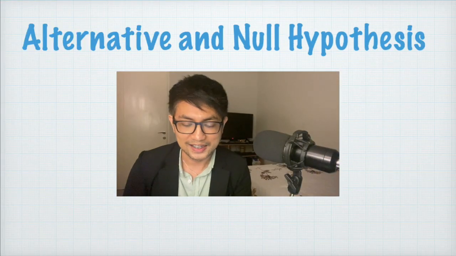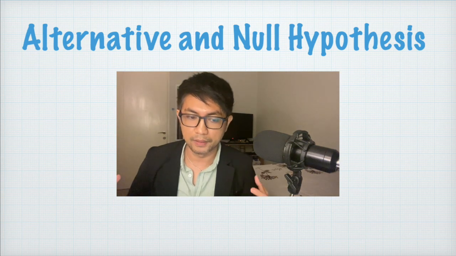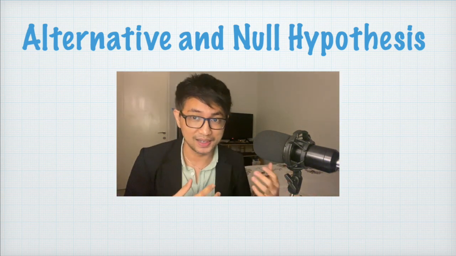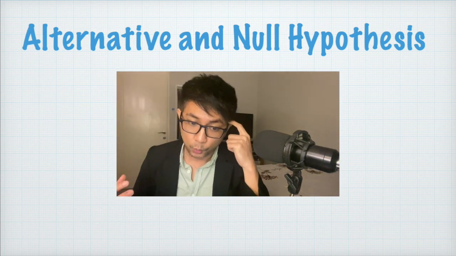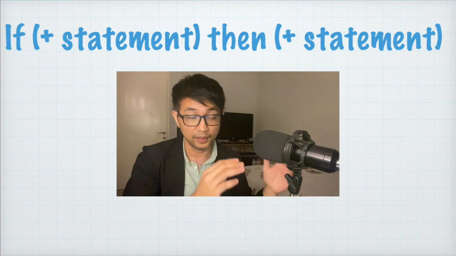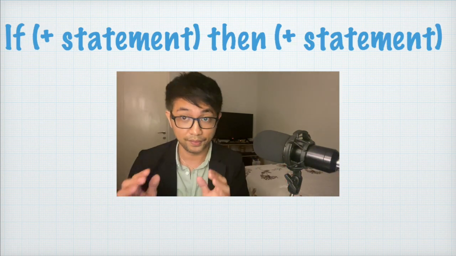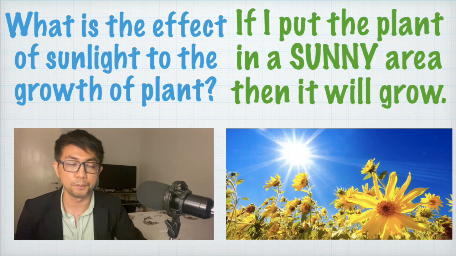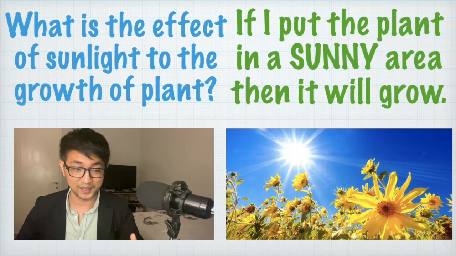All right, so there are two types of hypothesis. We have a null hypothesis and we have an alternative hypothesis. We will be focusing on the alternative hypothesis, which is "if" and a positive statement, "then" and a positive statement. Let's use, for example, the one that we had in the science process.